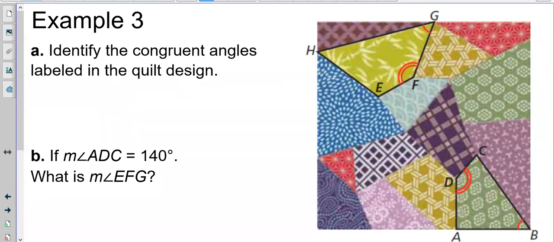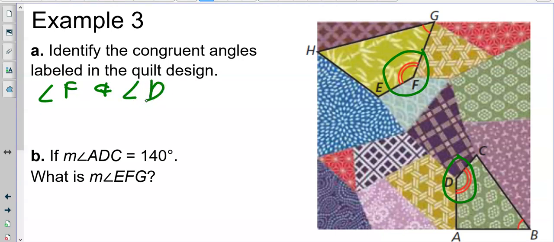All right, example 3. Identify the congruent angles. So what we're looking for is symbols that are showing congruency. So those two matching arc marks are congruent. Now, I actually have two choices here. Since no other points are labeled, I could actually just say angle F and angle D.